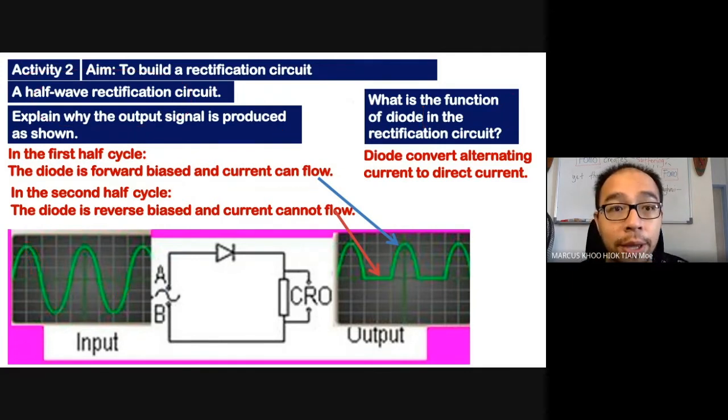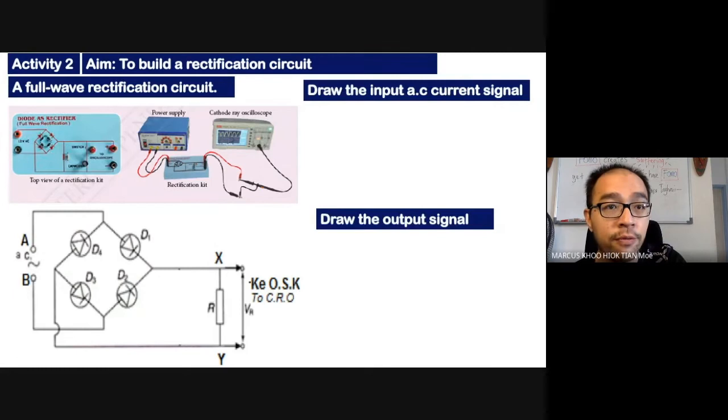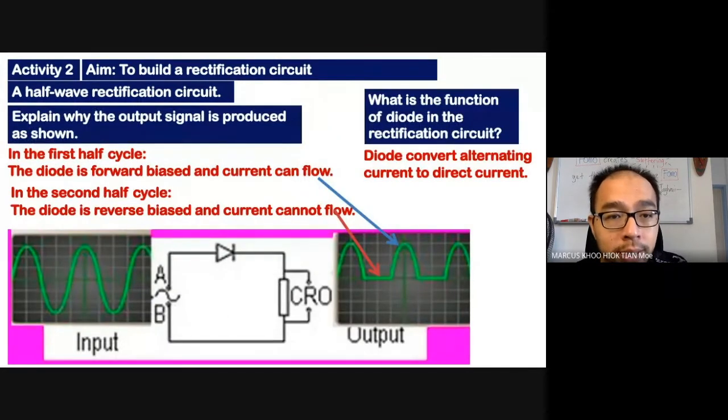Why is it called half-wave compared to the next one, which is full wave? Because only this half is rectified. Only this half is allowed to flow. The opposite direction, the bottom half, is not allowed to flow. That's why it's called a half-wave rectification circuit.